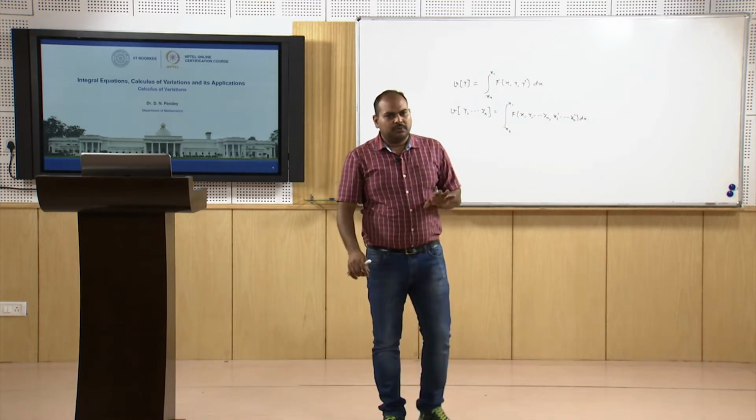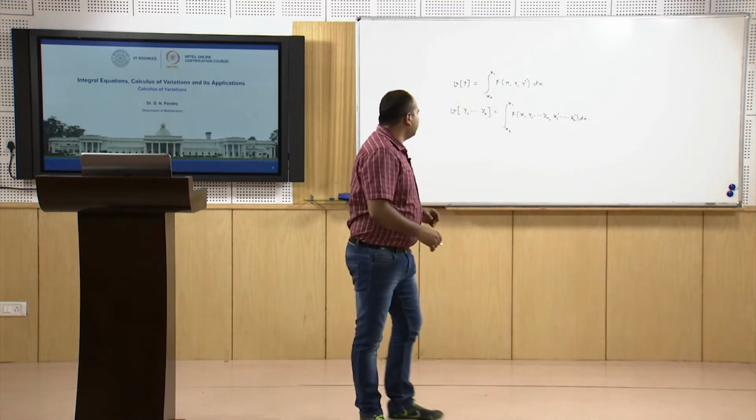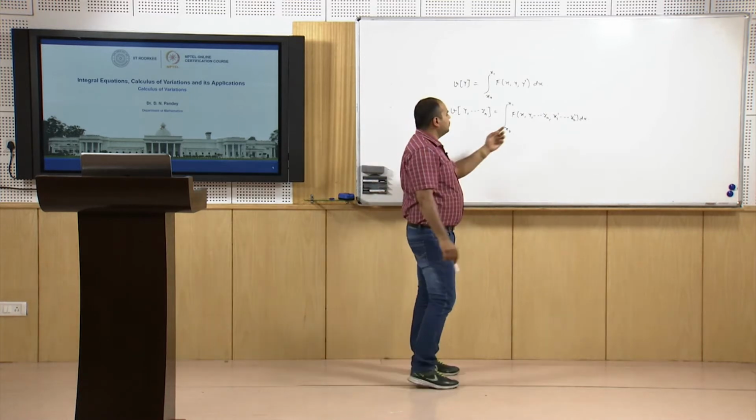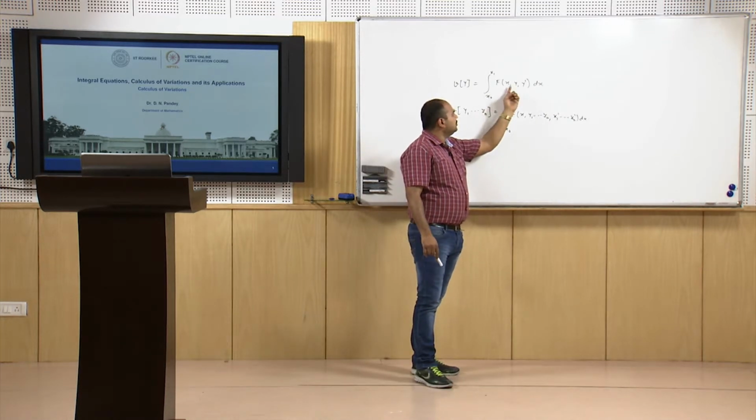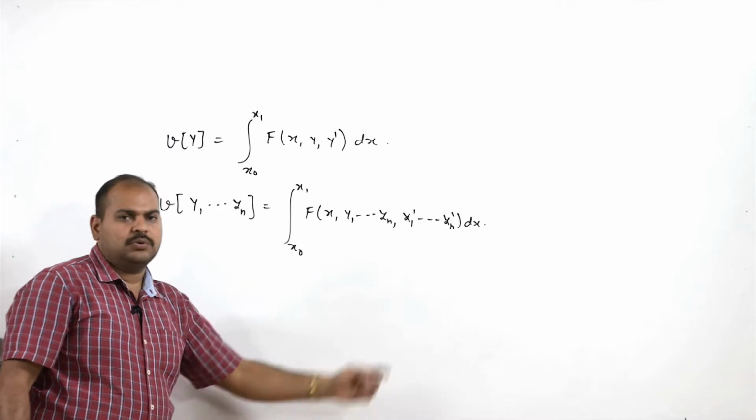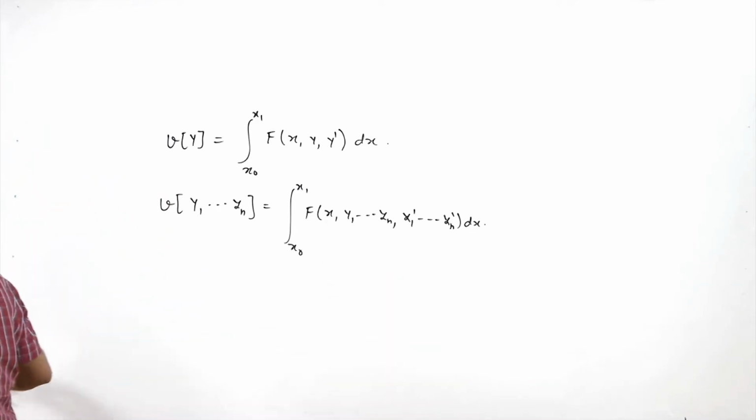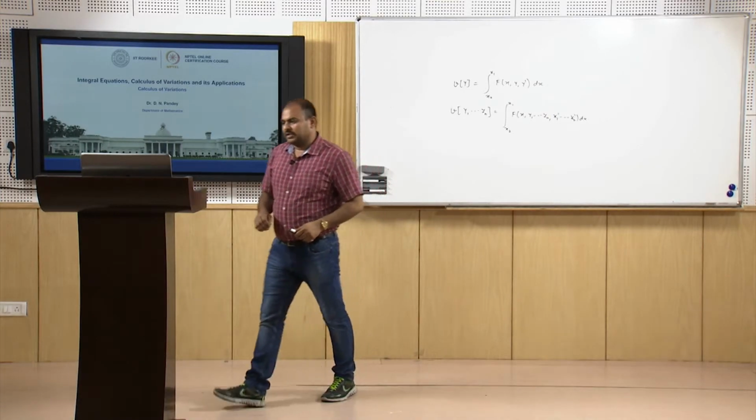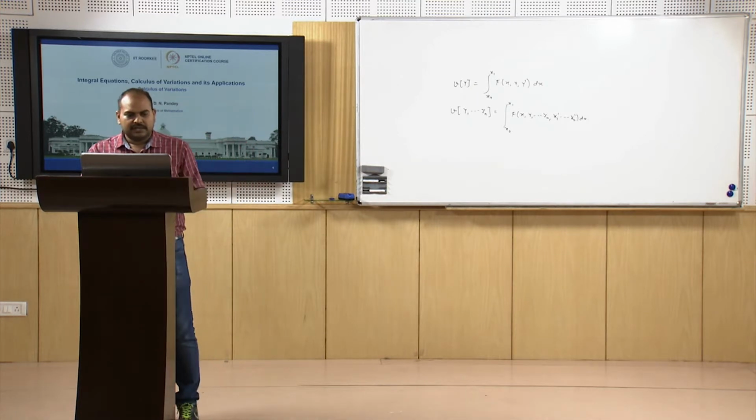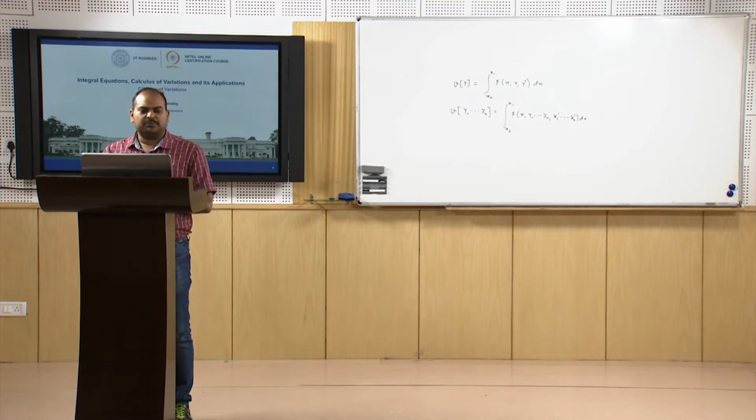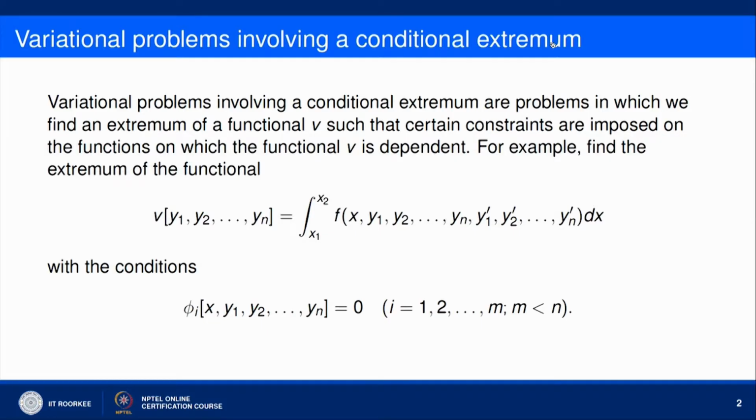So today we'll discuss what happens if we put certain conditions on these variables y, say y1 to yn. That is today's topic. So let us discuss here the variational problem involving a conditional extremum.